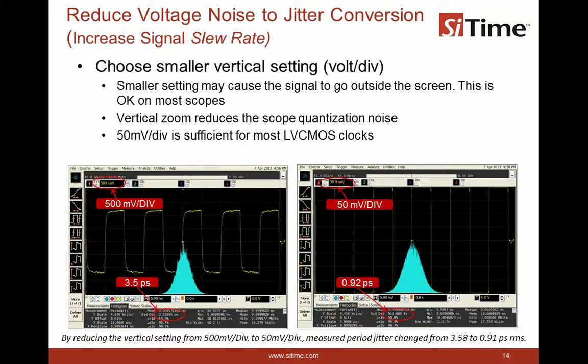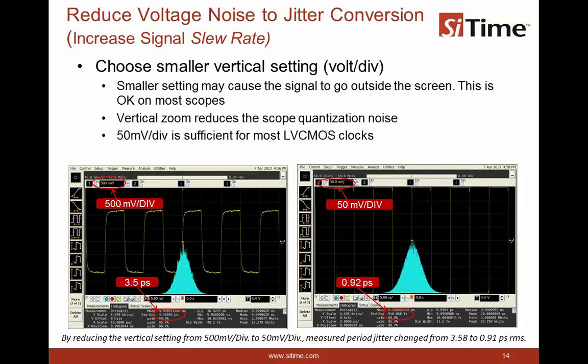Yep. Let's move on to the other important parameter, which is slew rate. Most scopes for doing analysis on the signals recommend putting the full signal on the screen. In other words, you can see the full signal swing on the screen. Jitter is one of the cases where you don't want to do that, because if you do that, the slew rate on the scope effectively is slower. And that slower slew rate causes the quantization noise to show up in jitter measurement. By decreasing the vertical division, you can increase the slew rate of the signal and reduce the jitter impact of those quantization noises. Cool.